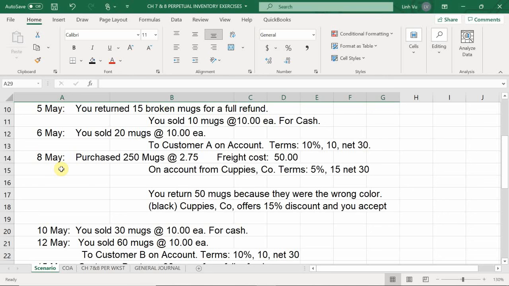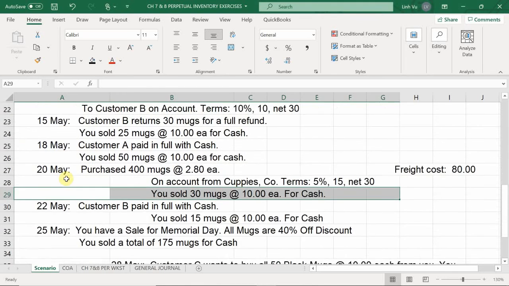However, in this case, they also gave us terms. Did we meet the discount due date? No, we did not meet it, because in this case, it's in 15 days. 15 plus 8 is going to give you the 23rd. So we missed that opportunity there.